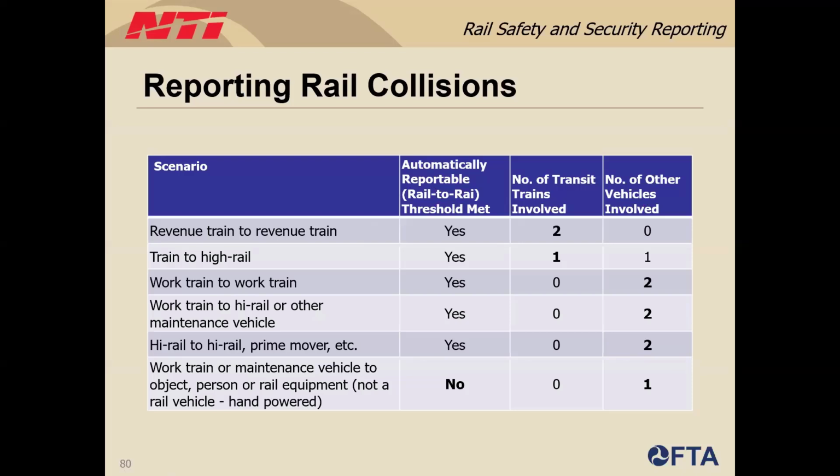Notice that if two trains collide, and I mean transit trains, revenue trains, it meets the rail-to-rail collision threshold, and you would include two revenue trains. However, if two maintenance vehicles collide, it meets the rail-to-rail collision threshold, but you would not include any transit vehicles, and you would include two other vehicles. And in the last row, you see that when a work train or a maintenance vehicle collides with an object or a person or rail equipment, just as we mentioned a moment ago, the event is still reportable as a rail collision, but a threshold such as injury or property damage must be met to be reportable.